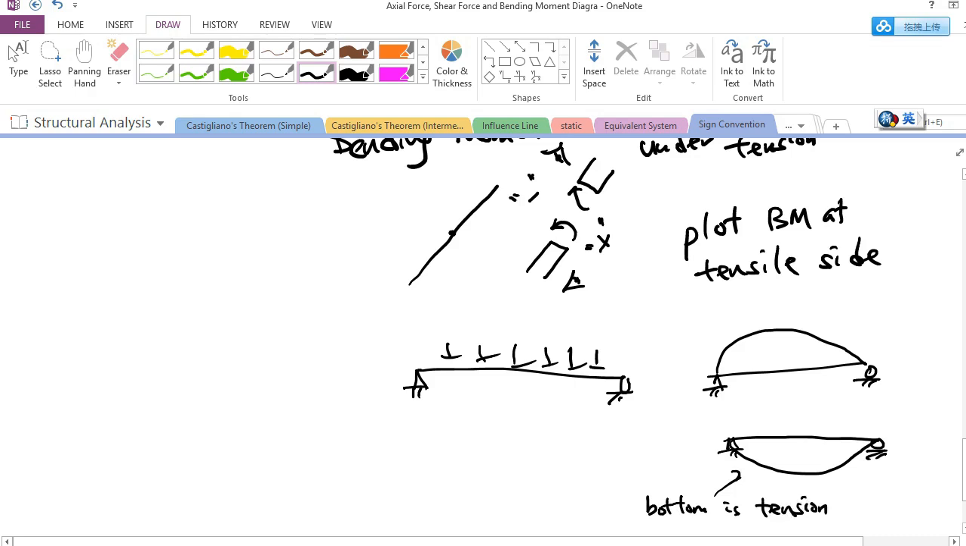If you look at the beam from this side, you will see that this is the bottom. Of course, if you look at this side, you will say that this is the bottom. For this one, you will say that this is a positive bending moment. But for this one, you will say that this is a negative bending moment, because this is bending at the top. So that's it.